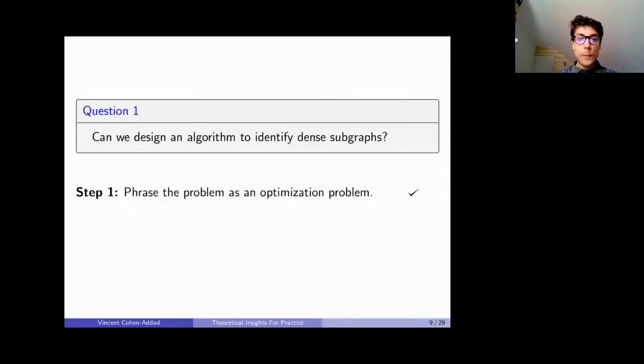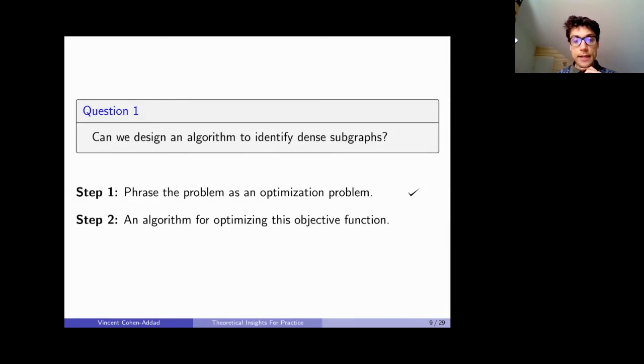And if that's the first step, it is to phrase it as an objective optimization problem. So maybe that's the optimization problem we want to work with, at least for some part of the talk. And then now we need to find an algorithm for optimizing this quantity, for finding a clustering that maximizes the modularity.